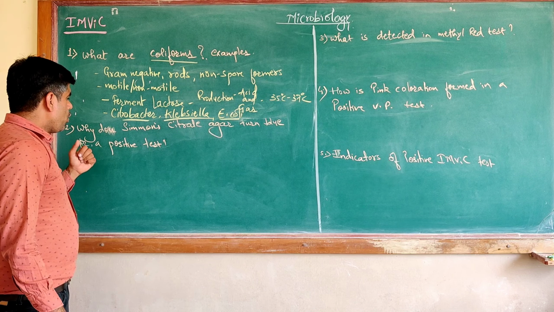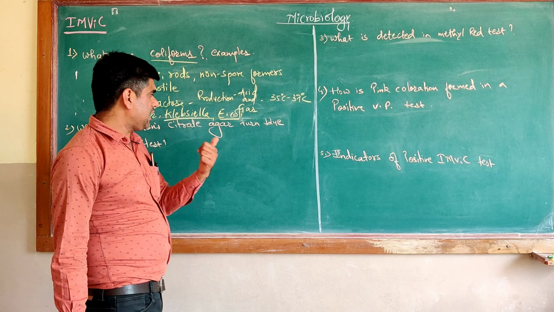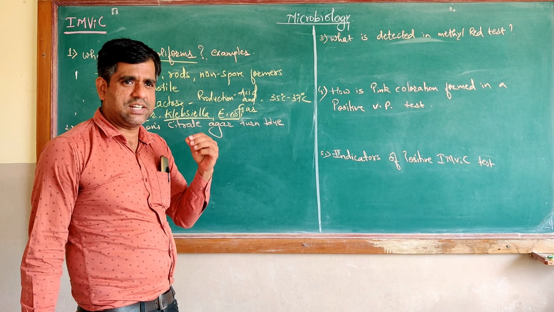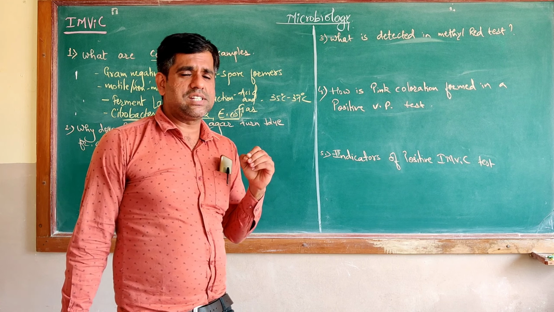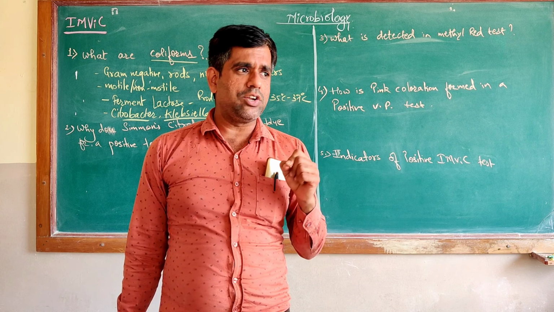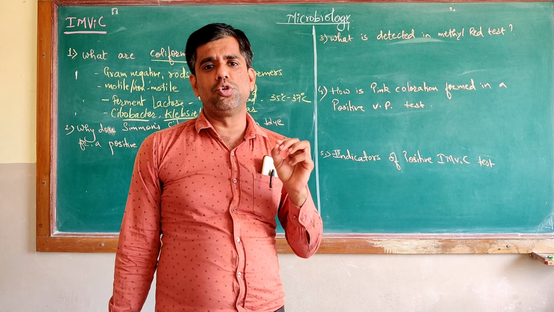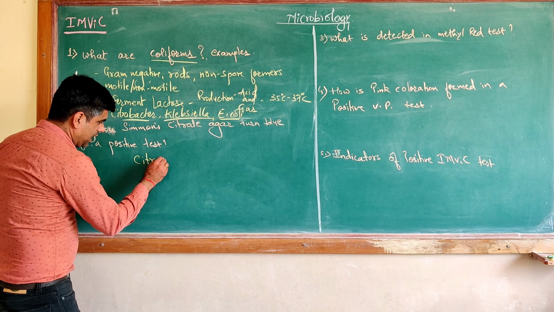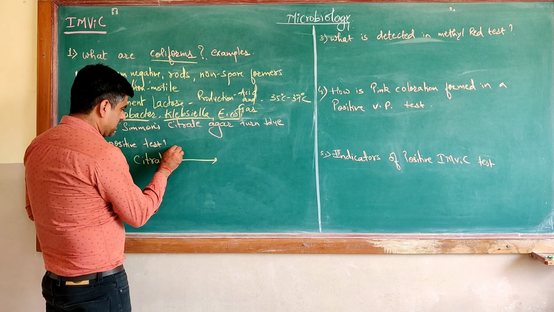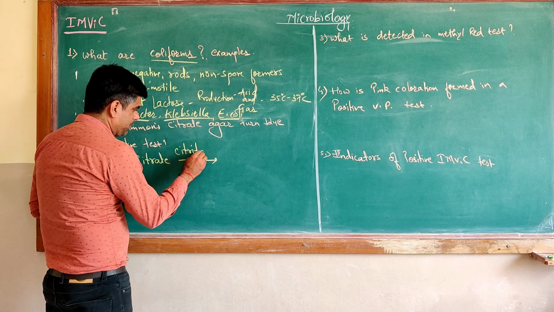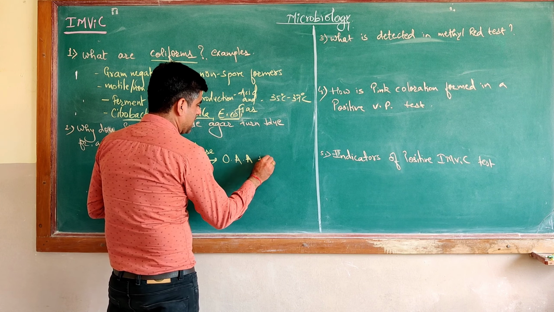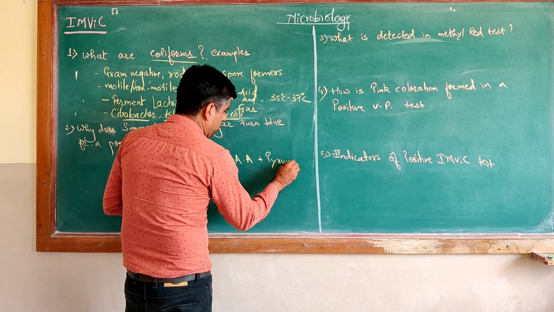Second question goes, why does Simmons citrate agar turn blue for a positive test? The citrate test is basically for seeing whether the organism can utilize citrate as the sole source of carbon. So how will the organism go about it? It will have this citrate. We'll check whether the enzyme citratase is present in the organism, which will degrade the citrate to oxaloacetate and pyruvate.